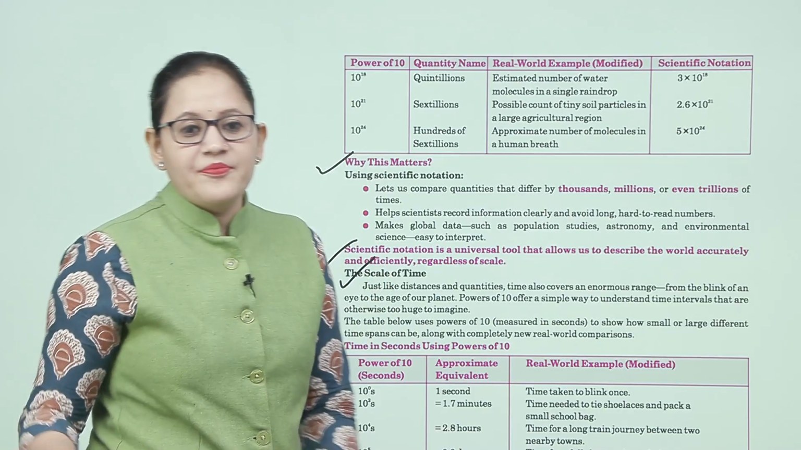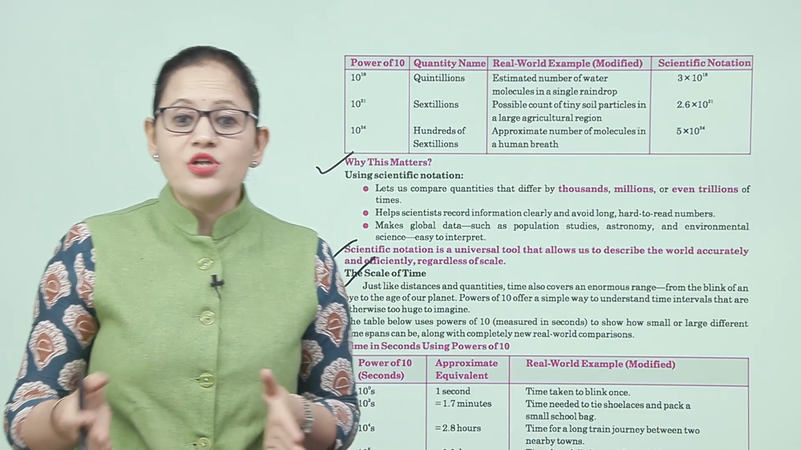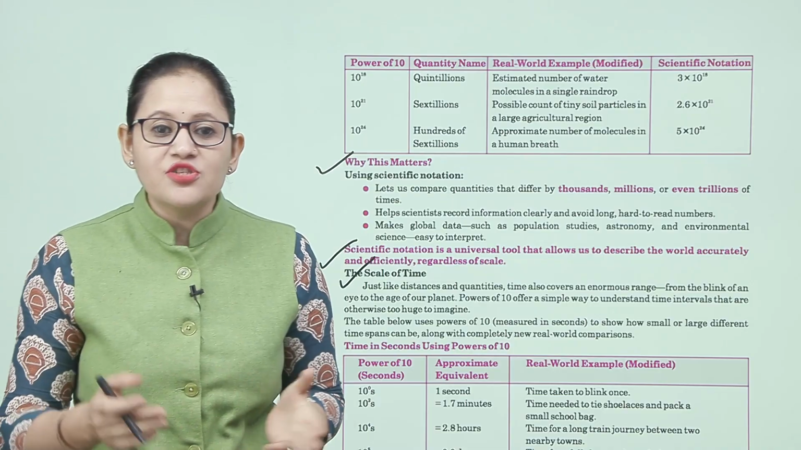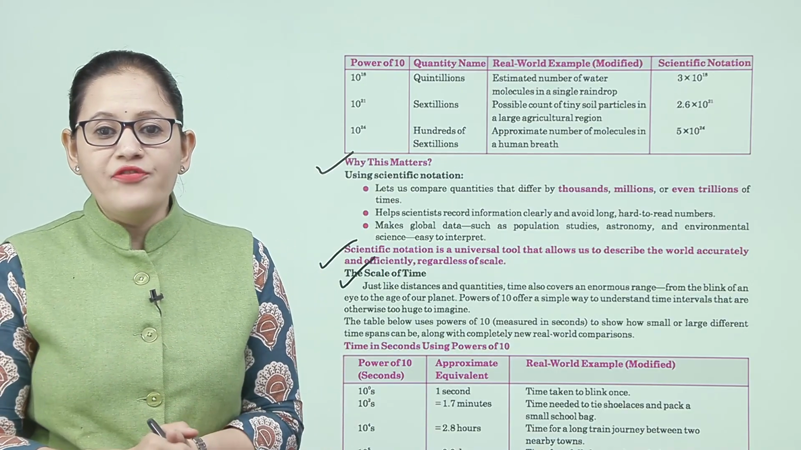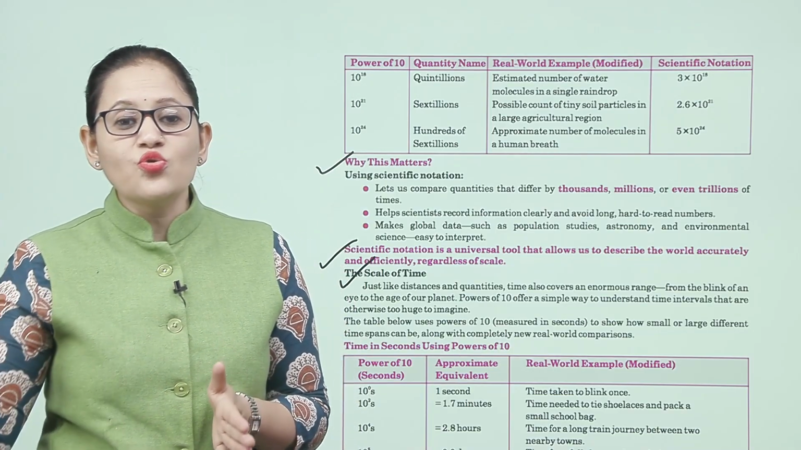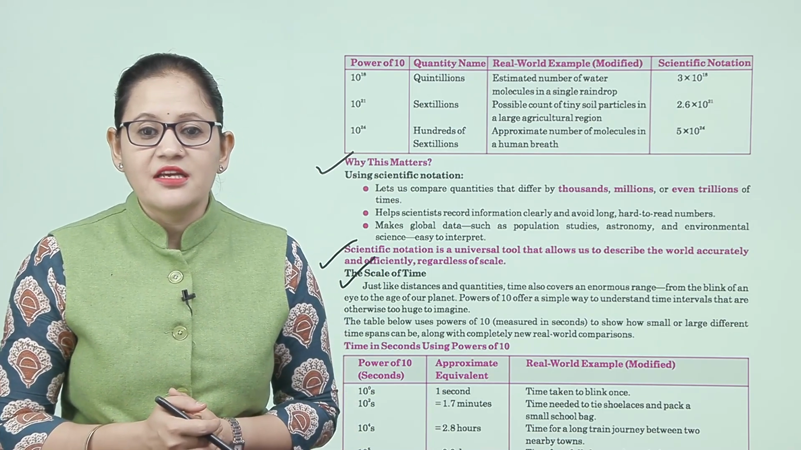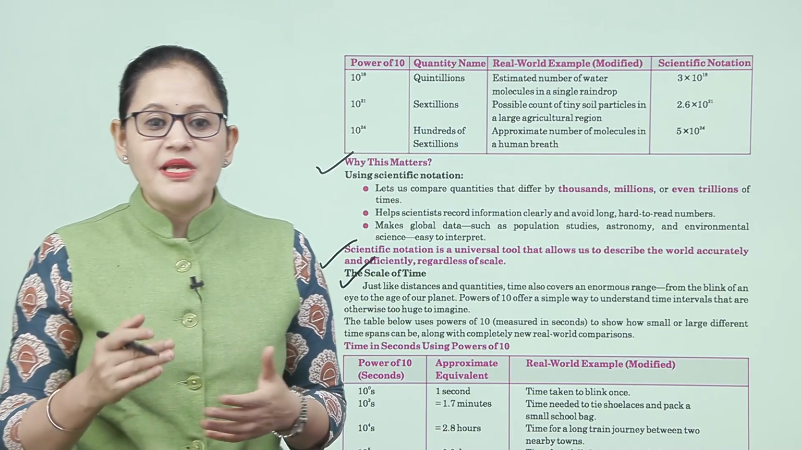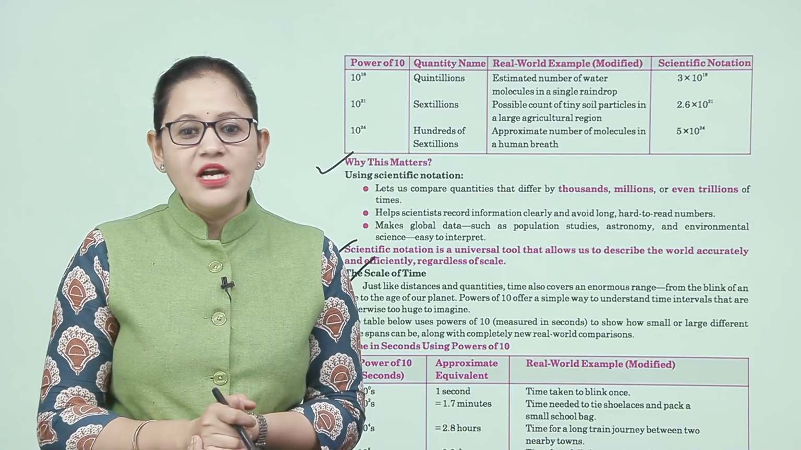The scale of time. Just like distance and quantities, time also covers an enormous range, from the blink of an eye to the age of our planet. Powers of 10 offer a simple way to understand time intervals that are otherwise too huge to imagine. The table below uses the power of 10 to show how small and large different time spans can be, along with completely new real world comparisons.